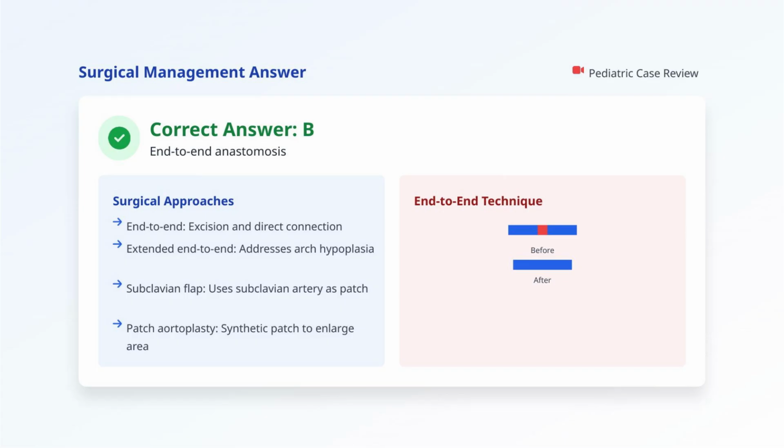End-to-end anastomosis. This technique involves excising the narrowed segment and directly connecting the two ends of the aorta. Other surgical approaches include extended end-to-end anastomosis, which also addresses arch hypoplasia, subclavian flap aortoplasty, which uses the left subclavian artery as a patch, and patch aortoplasty, which uses a synthetic patch to enlarge the narrowed area. The choice of technique depends on the patient's anatomy, age, and surgeon preference.